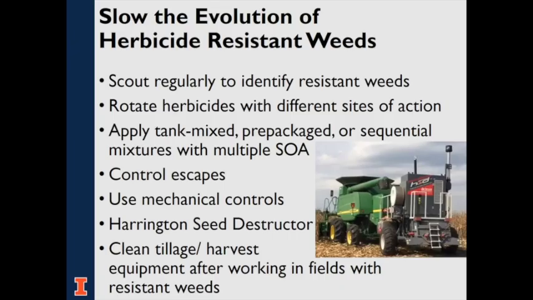This works well on waterhemp. And newer research on this weed shows that something other than herbicide rotation must be used to ensure that no seed are produced. And finally, to further avoid spread, be sure to clean any tillage or harvest equipment after working in fields with resistant weeds. Suspected areas could be harvested last or even skipped altogether.